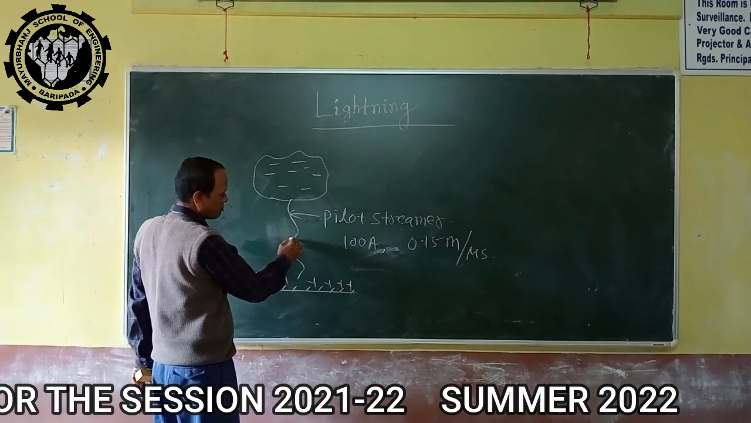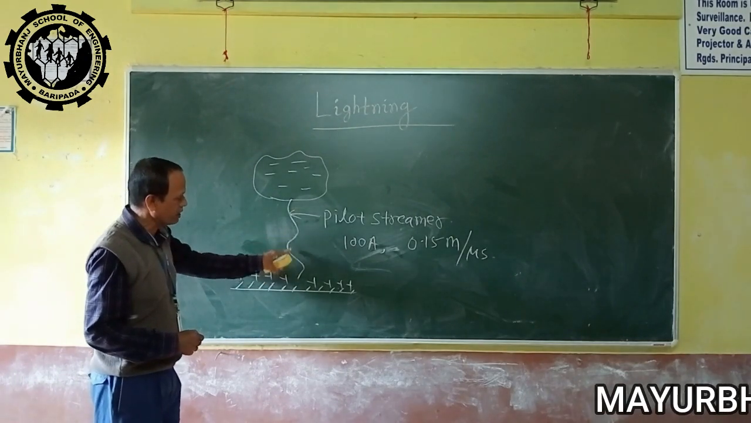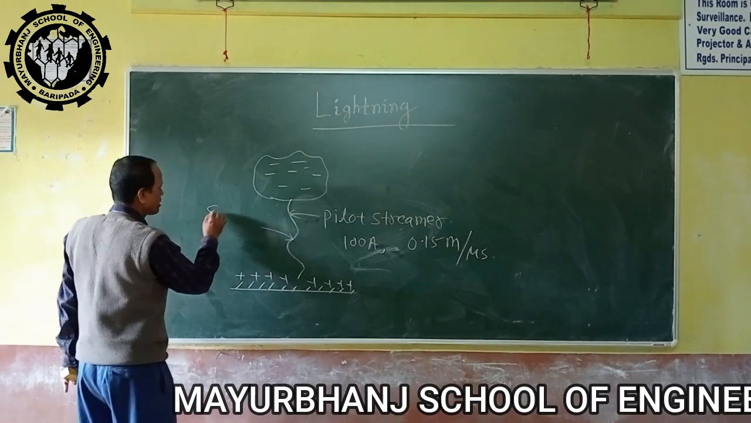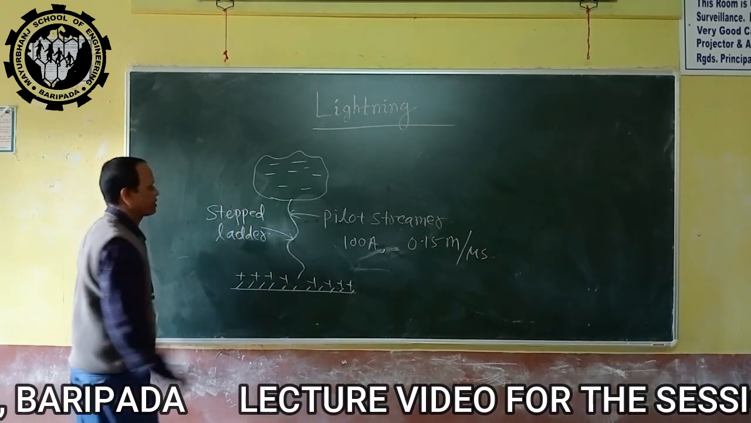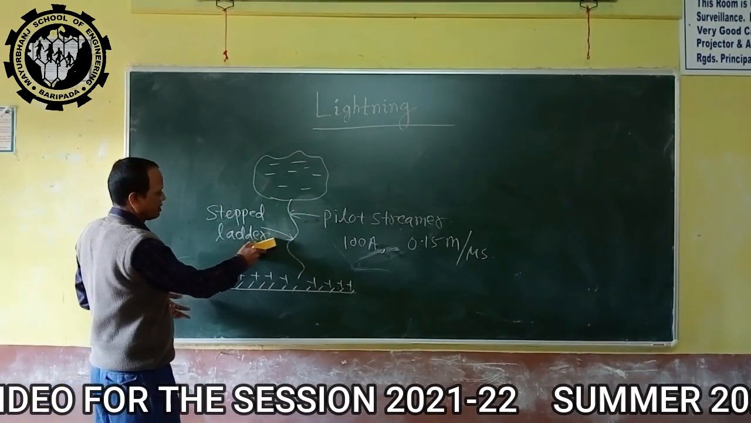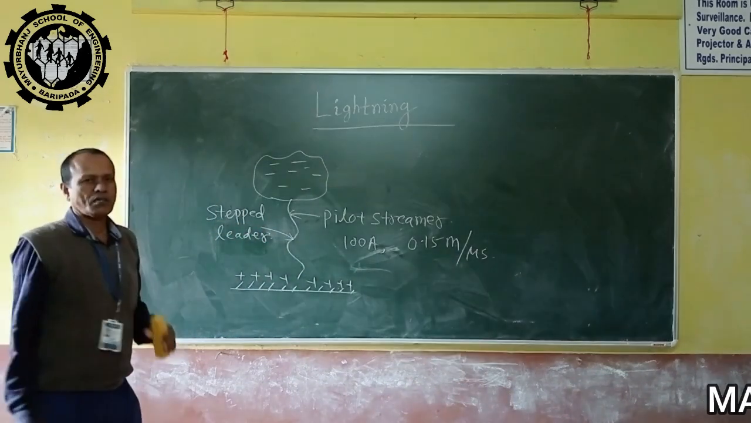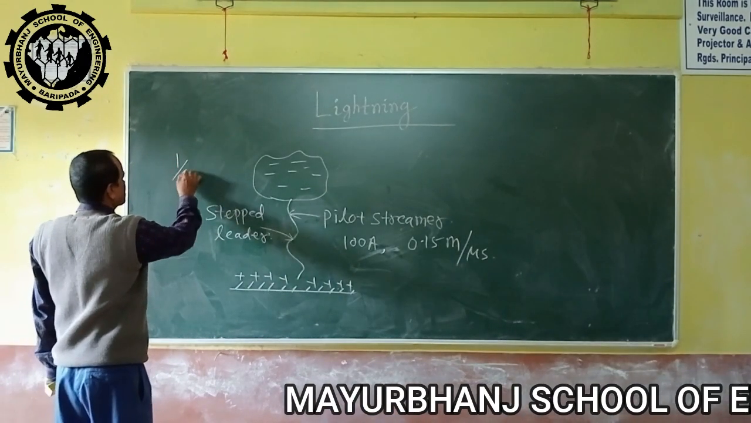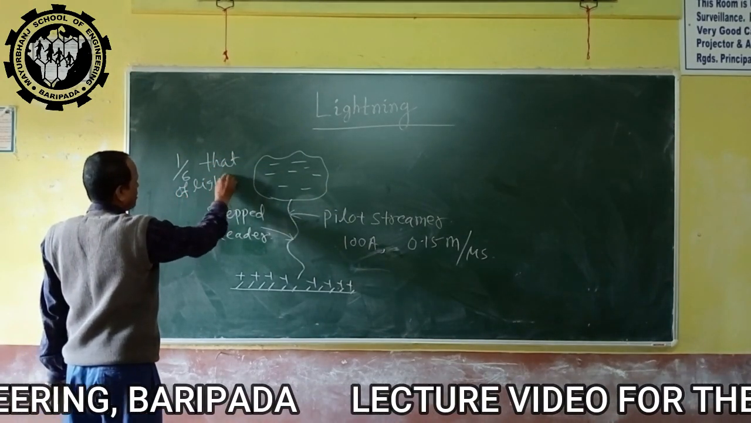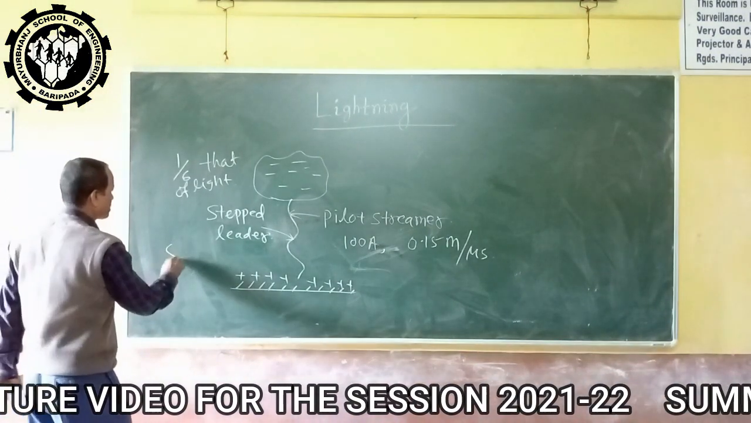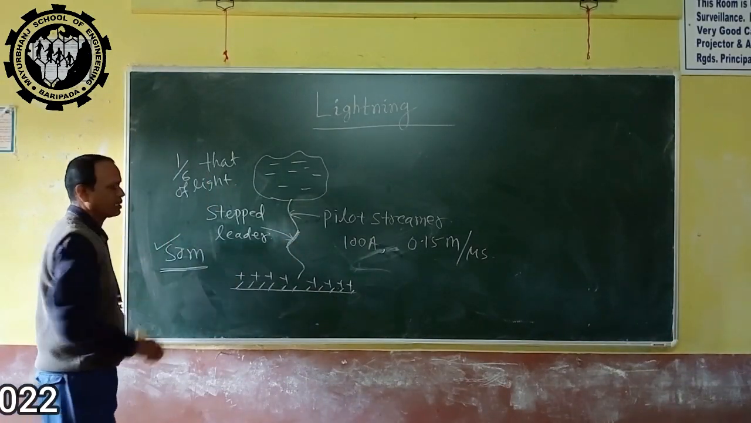During its movement, the pilot streamer follows a stepped path. As you are observing, this is a stepped path, so this is also called a stepped leader. Or even in some books, it is also written as stepped ladder. It has a speed of 1/6 that of light. Similarly, its step length is 50 meter. One step, that means this one step, is of 50 meter length.